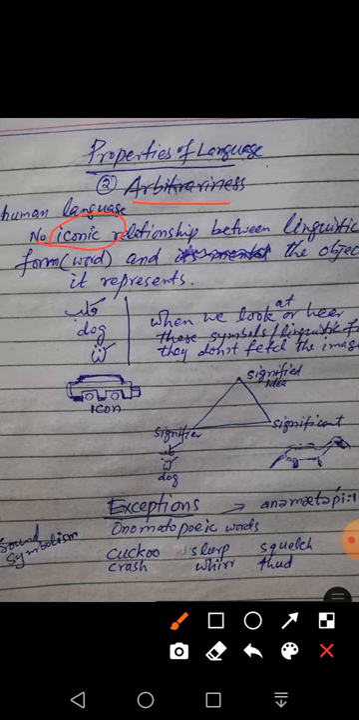There are three types of signs. One is the iconic sign, another is the indexical sign, and the third is the symbolic sign. Human language does not use iconic signs, it uses symbolic signs. There is no iconic relationship between linguistic form and the objects it represents. As you can see, this is an icon of a car. As soon as viewers have a look at this icon, they can immediately name it, they will say car.